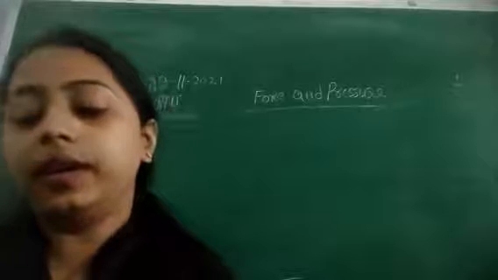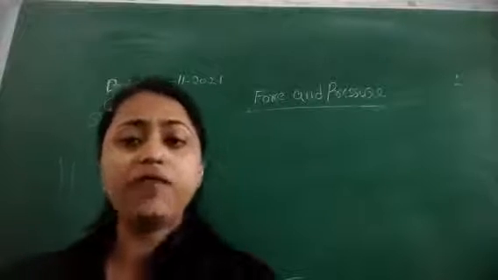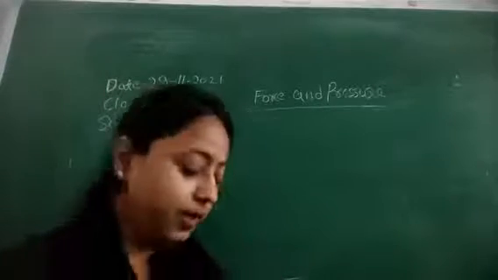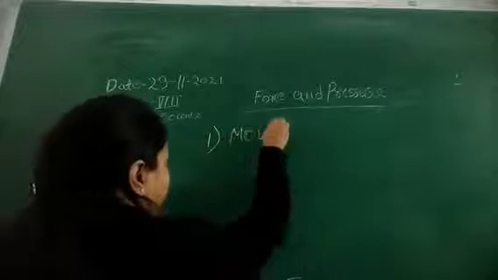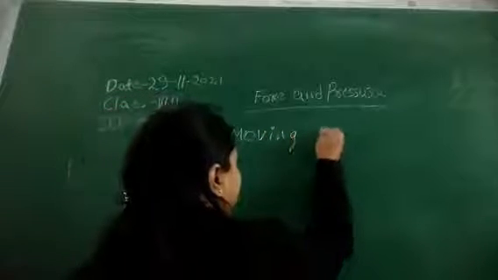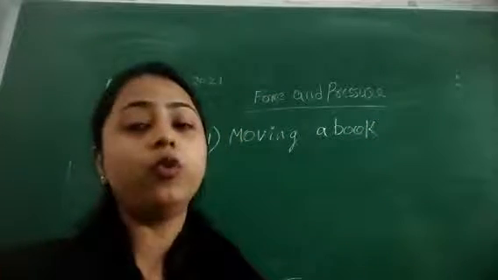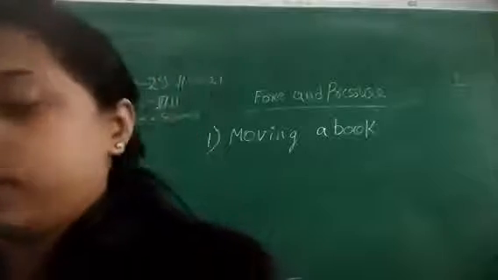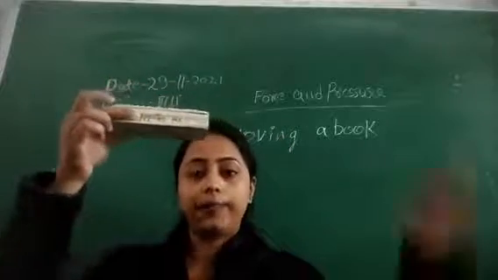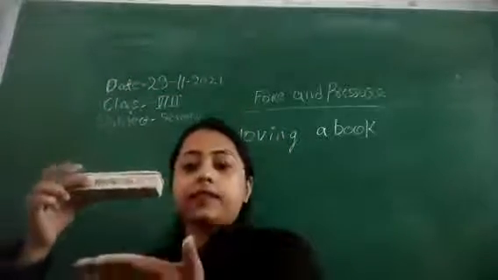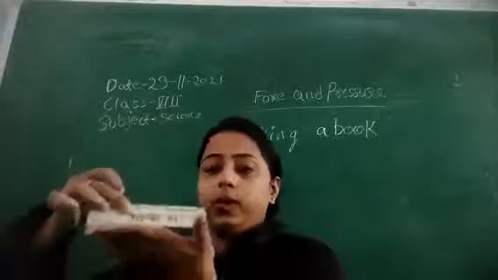Now I will give you certain examples from our daily life and explain what kind of action is applied there. Number 1: moving a book. Suppose this is a book and this is a surface. Now I move this book like this. See.